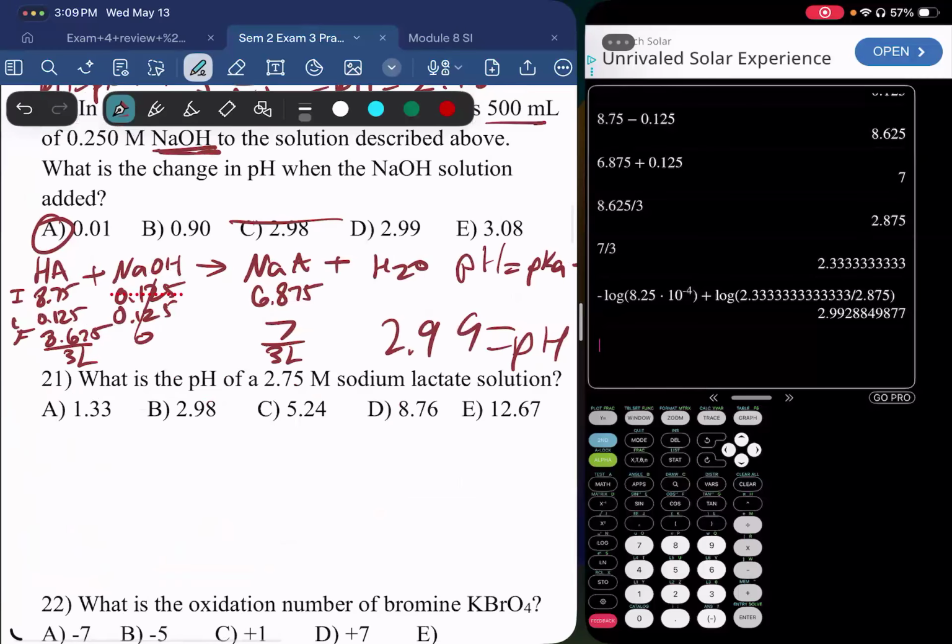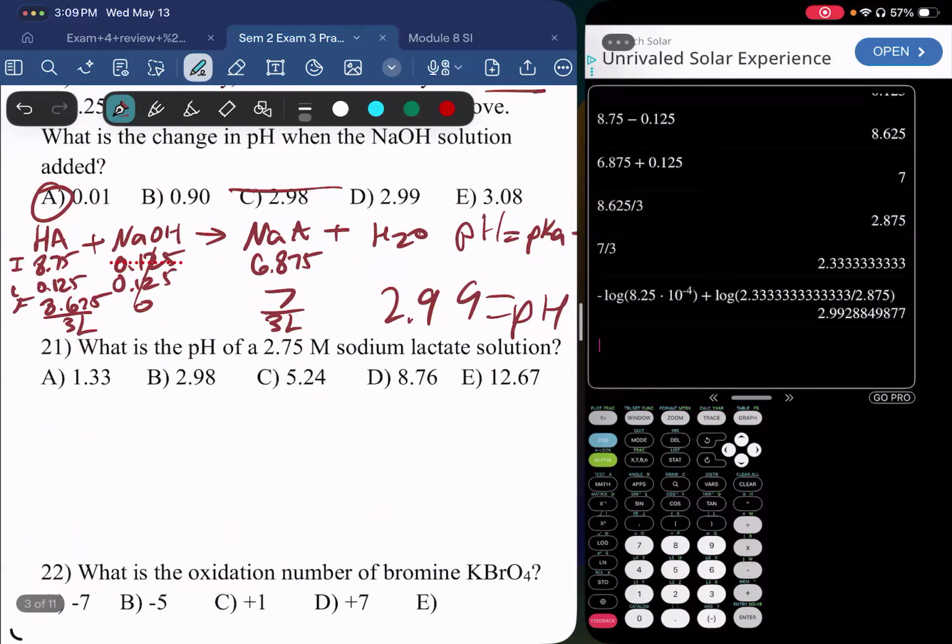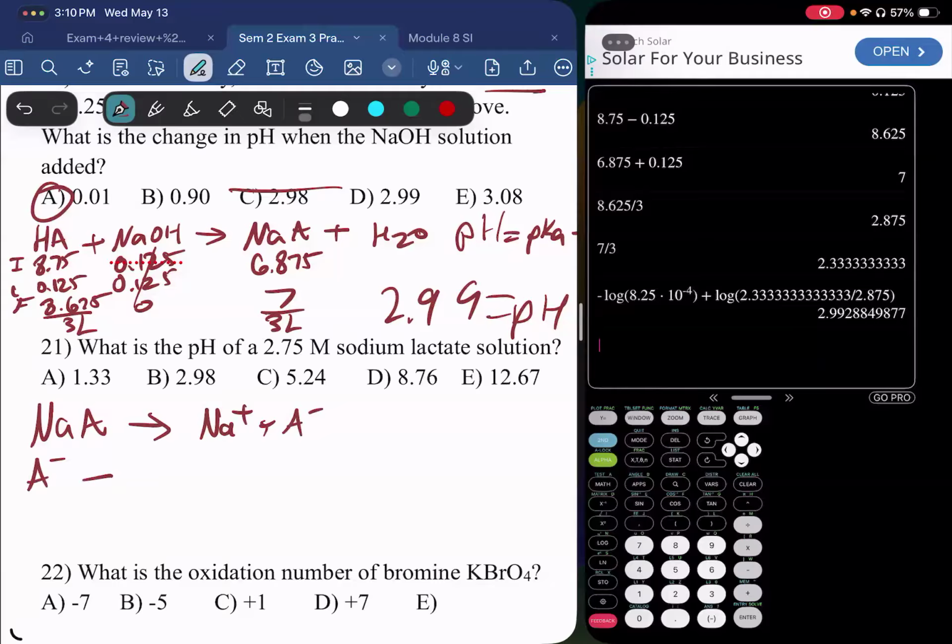All right. So now we're going to be talking about a different solution. Now they're talking about a solution of just sodium lactate, and they're asking to find the pH of that. Sodium lactate is the conjugate base of lactic acid. In order to solve for this, you need to know NaA, right? Sodium lactate dissolves and forms Na plus and A minus fully. And A minus is going to react with H2O to form OH minus plus HA, which is lactic acid.